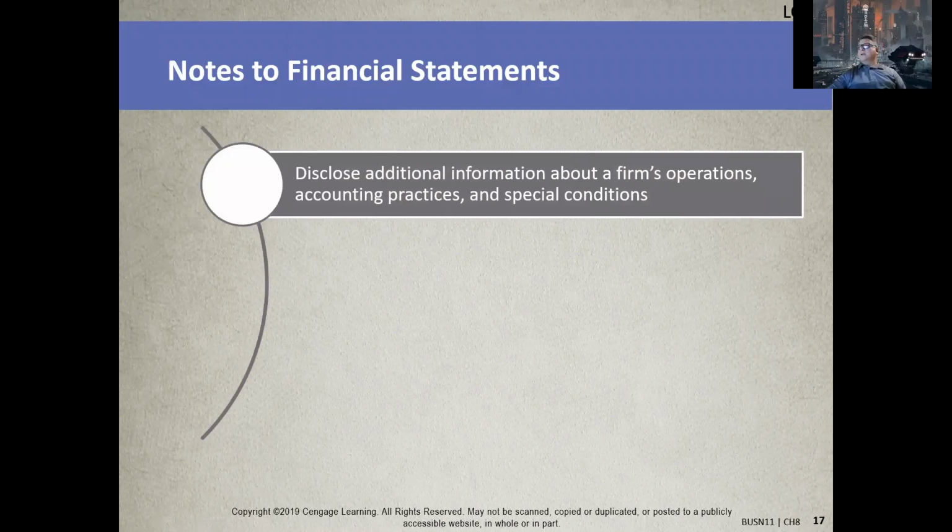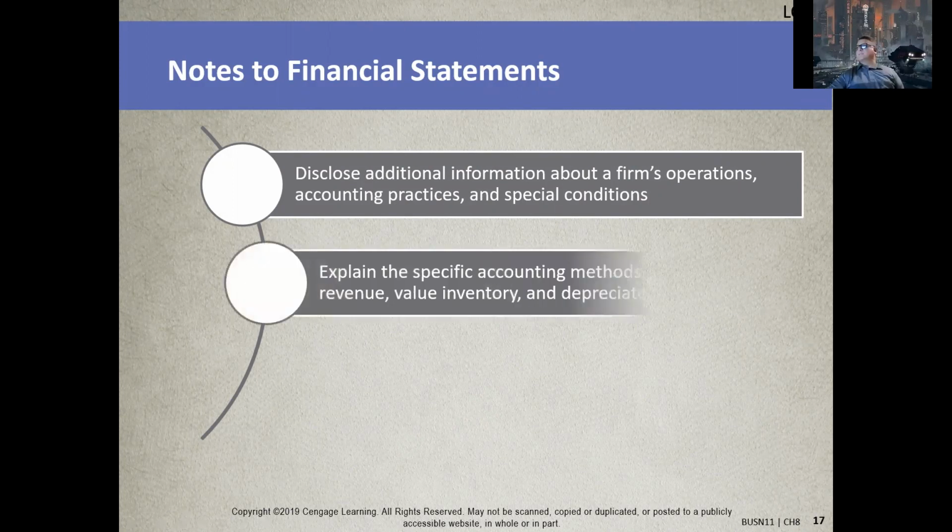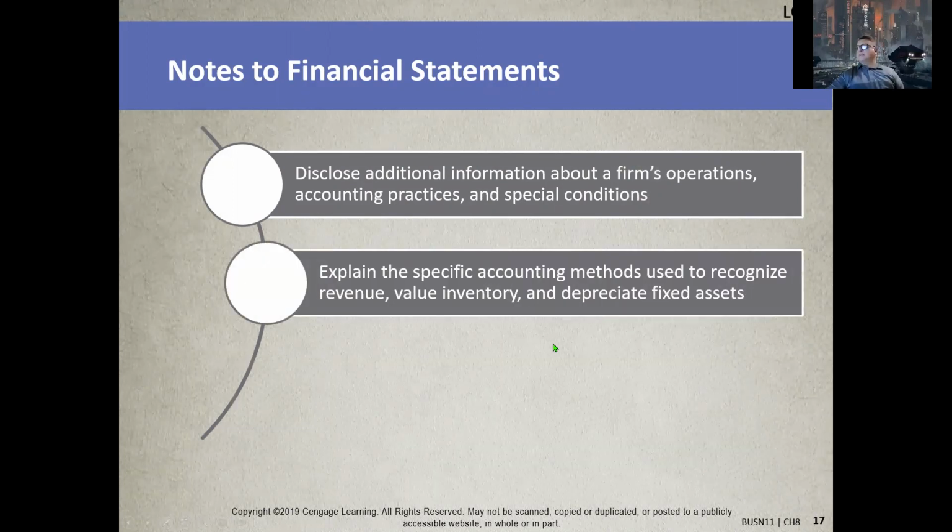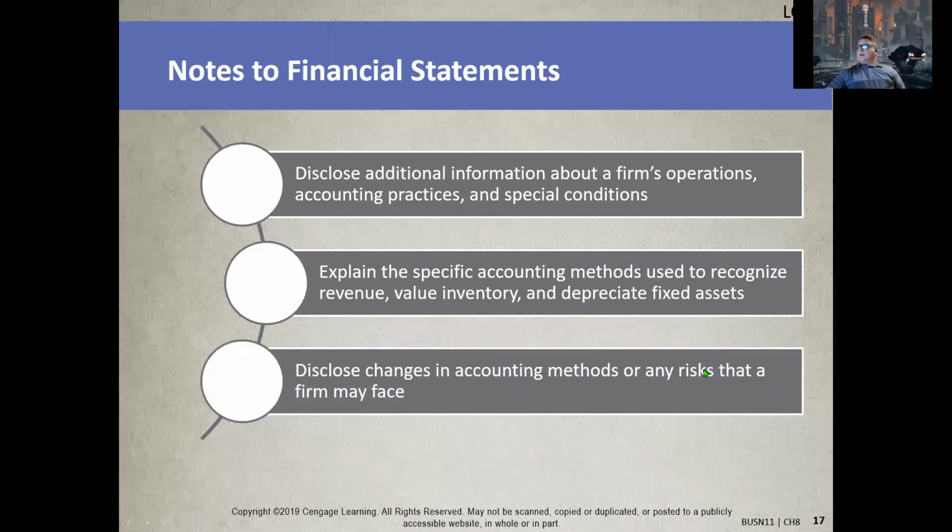Okay, notes to financial statements. And this is what they said something about notes earlier. They disclose additional information about a firm's operations, accounting practices, and special conditions. They explain the specific accounting methods used to recognize revenue, value inventory, and depreciate fixed assets. Now, inventory was another weird thing. In Oklahoma, at the end of the year, whatever inventory you have, you have to pay 1% of the value of that inventory in tax, which doesn't seem like a lot of money unless you have a lot of inventory. In the oil company, towards the end of the year we would stop buying as much oil as we could get away with and knock down whatever inventory we had to keep that 1% as low as possible. Okay, the notes also disclose changes in accounting methods or any risks that a firm may face.